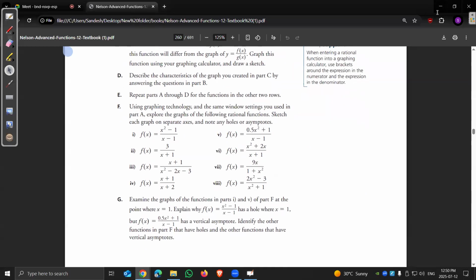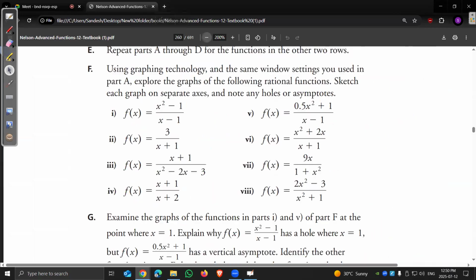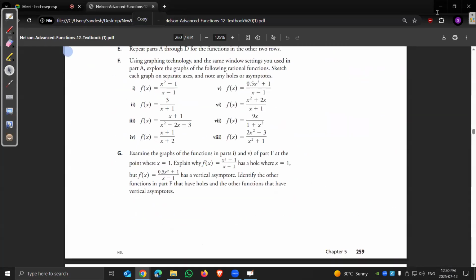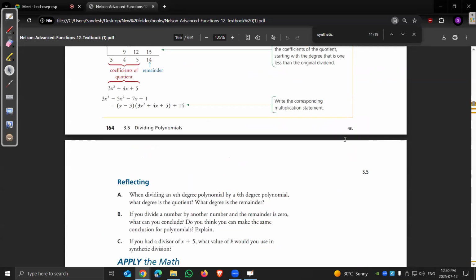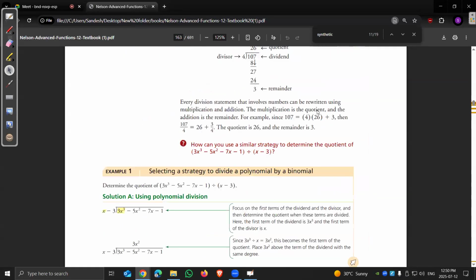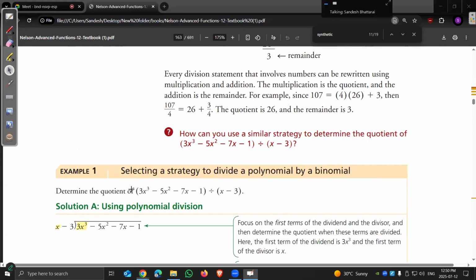Before we go further, I feel like we should learn division. I'm going to show you synthetic division in case we run into an oblique asymptote. I know we've done this, so once I show you how to do one, you'll remember how to do all.